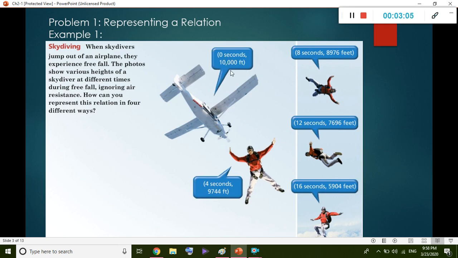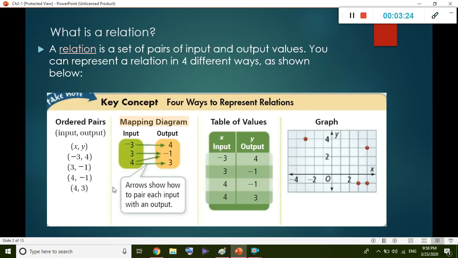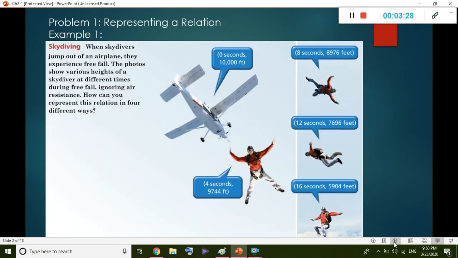With 0 seconds, it was 10,000 feet. Here, 4 seconds, 9,744 feet. Here, 8 seconds, 8,976 feet. Here, in the same way, 12 and 16 seconds, we're going to see how many feet for them. Okay, so we only want to represent them. As we said, we have these 4 different ways. So if we wanted to represent them in each way, let's see.